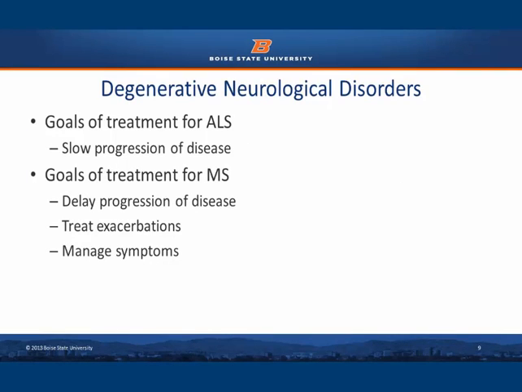Degenerative neurological disorders. Goals for ALS are to slow the progression of the disease. Goals for treatment of MS are to delay progression of the disease, treat exacerbations, and manage symptoms. Patients with ALS or MS will require referral to a neurologist. A team of physical therapists, occupational therapists, dietitians, specialists, and the primary care provider will be appropriate for most patients. The majority of ALS patients will be appropriate for palliative care and/or hospice referral.